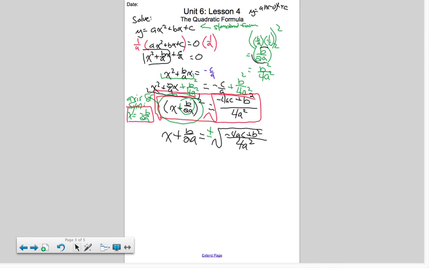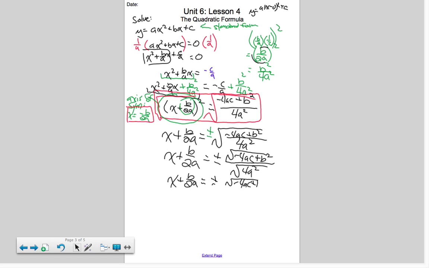So what we could do here is x plus b over 2a is equal to plus or minus the square root of minus 4ac plus b squared, over the square root of 4a squared. So I could take that square root and just apply it to the numerator and to the denominator. So x is equal to plus or minus the square root of minus 4ac plus b squared. So what's the square root of 4a squared? 2a. Good job.